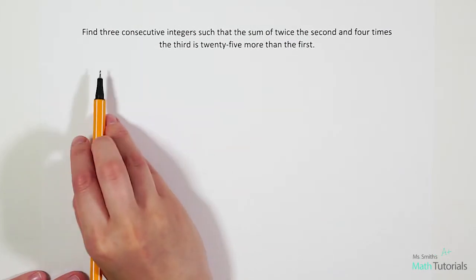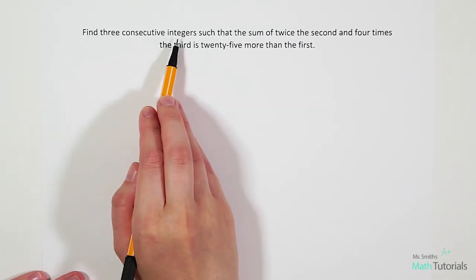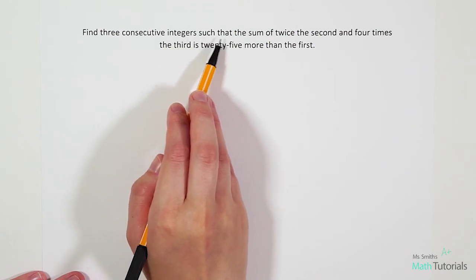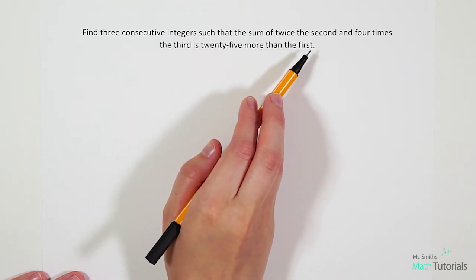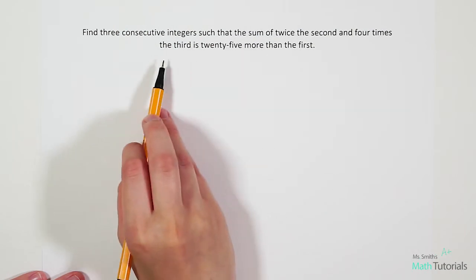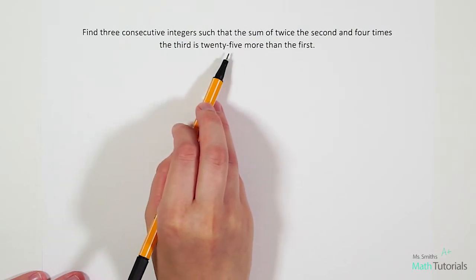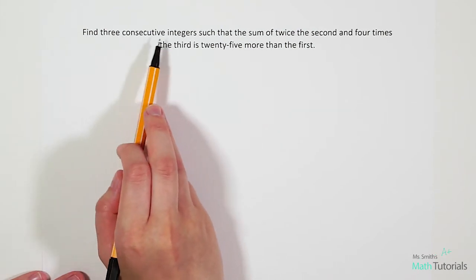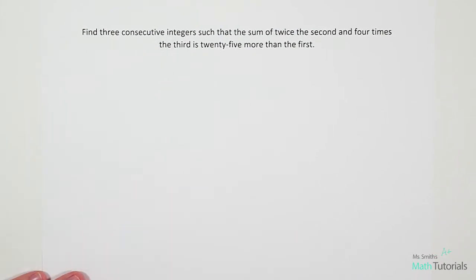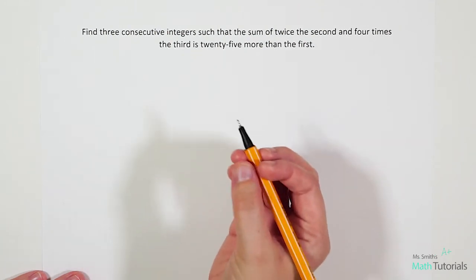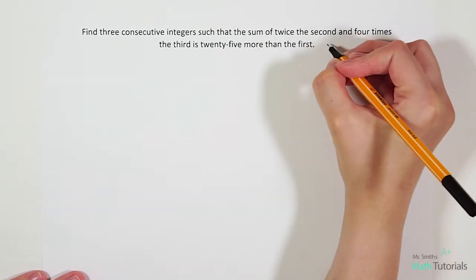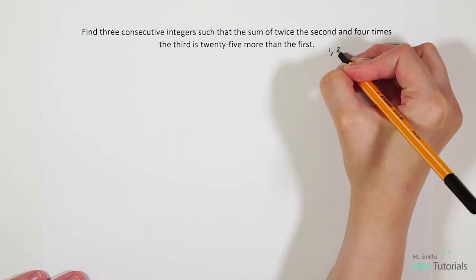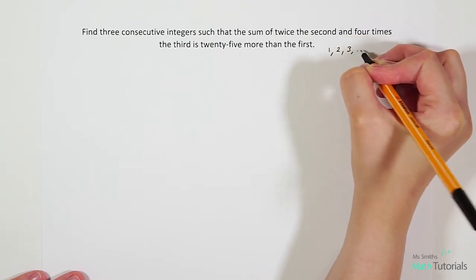Let's look at one more example together. Find 3 consecutive integers such that the sum of twice the second and 4 times the third is 25 more than the first. But the first thing that I hope that you noticed is it didn't say even or odd. It just said find 3 consecutive integers. So what that tells us is this pattern would be like going, and I'll just do it over here, 1, 2, 3, and so on.